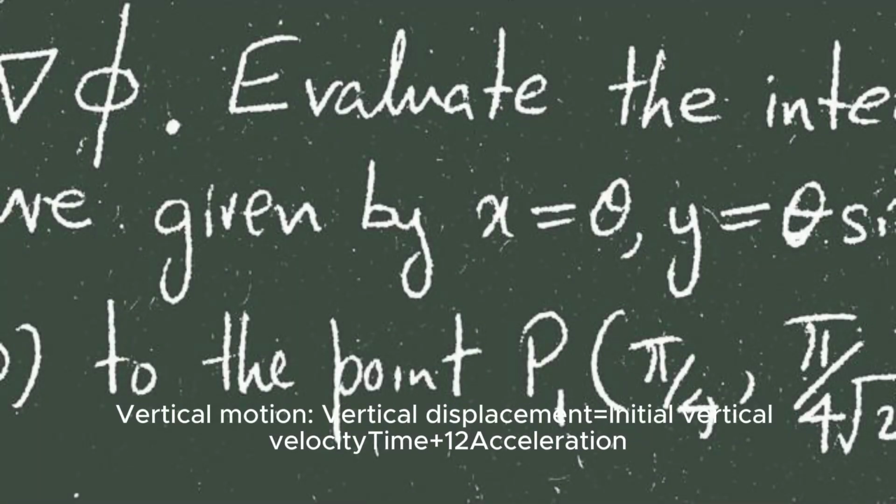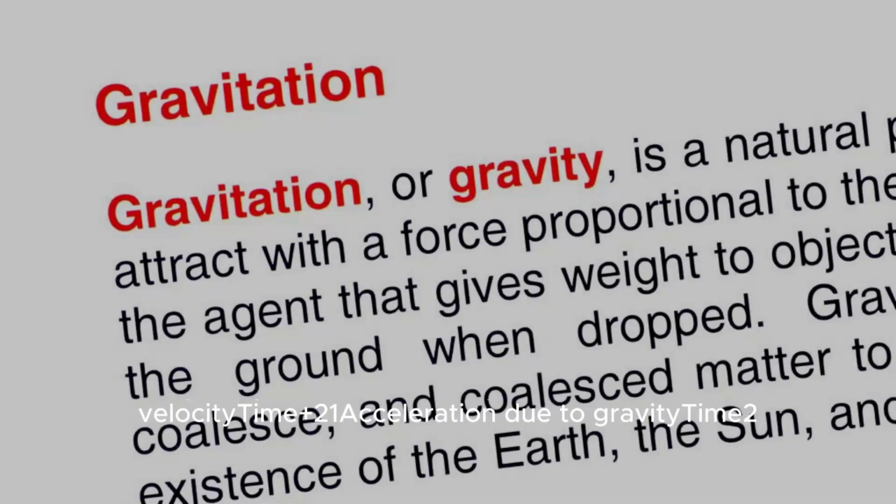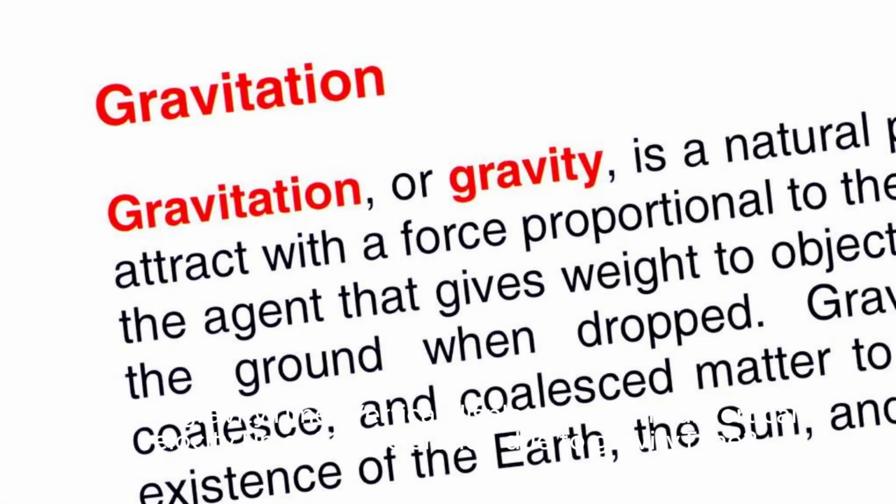Vertical motion. Vertical displacement equals initial vertical velocity times time plus 1/2 times acceleration due to gravity times time squared.